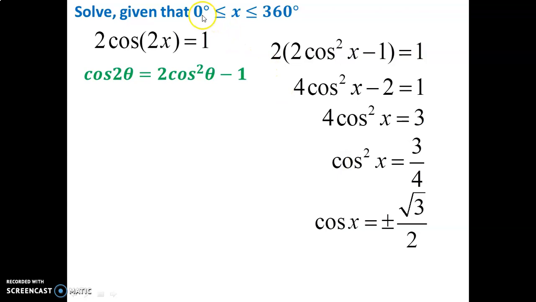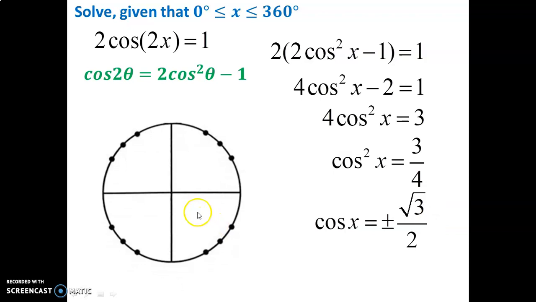So again, we're looking for angles between 0 and 360. Now it says x here, and we have x here, so we don't have to worry about adjusting our domain at all. We have x here already. So now we're looking for angles between 0 and 360 that lead to a positive and negative root 3 over 2. So here's my unit circle. Again, cosine represents x values. So I'm looking for x values that are root 3 over 2.